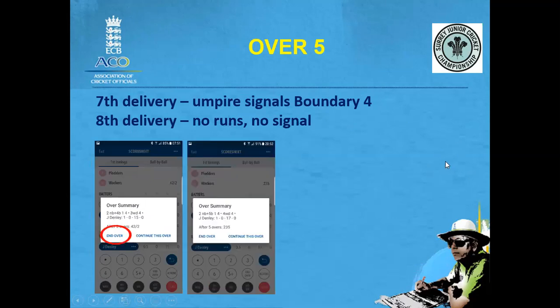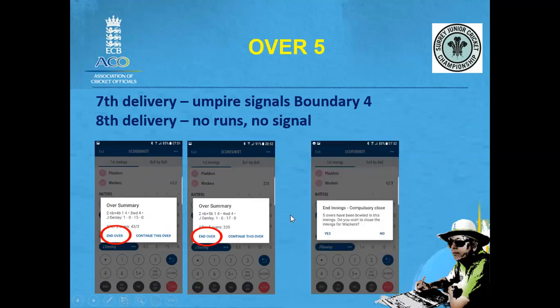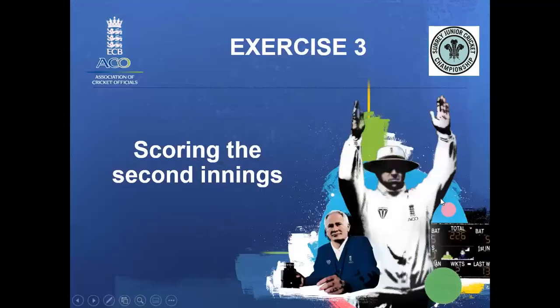And you'll get prompted for the end of over. The system knows the innings should have 5 overs, so it then prompts you, it says, is it the end of innings and a compulsory close? And yes, we're happy with that. So we say yes. That's the end of the first innings.